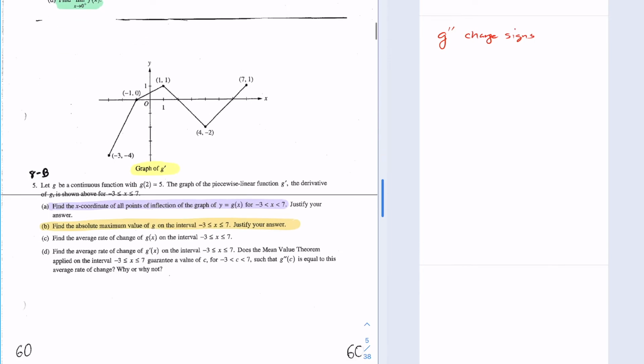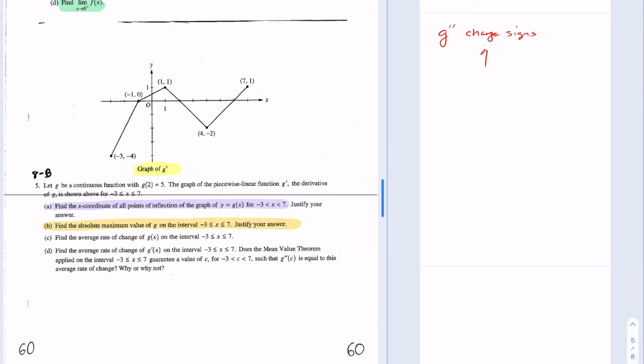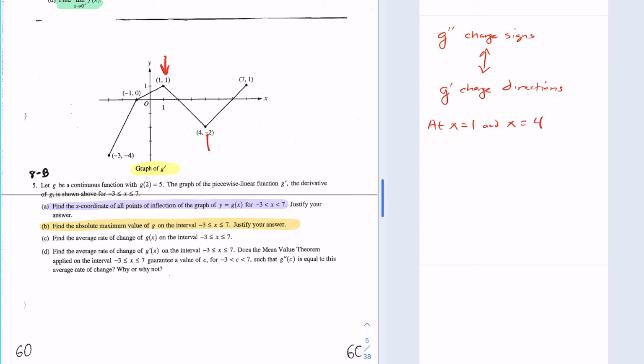So this is the same thing as G prime changing directions. Okay? So if you take a look at the picture here, where does G prime change directions? Press play when you're ready. Okay? There should be 2 inflection points, okay? So we're going to say at x equals 1 and x equals 4. Okay? That's the moment where you stop increasing, start decreasing, and vice versa.